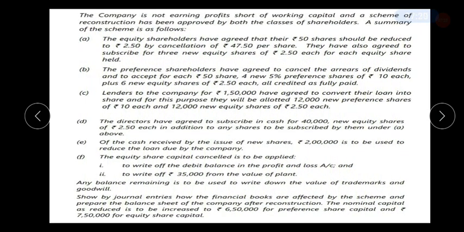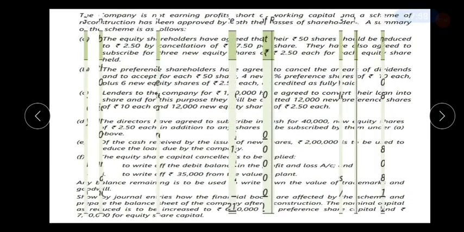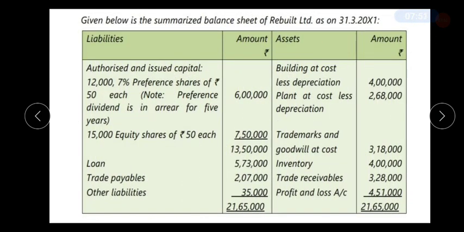Next, the third one is lenders to the company for 1,50,000 have agreed to convert their loan into shares, and for this purpose they will be allotted 12,000 new preference shares of rupees 10 each and 12,000 new equity shares of rupees 2.50 each. So here, lenders means here you have loan, right? So how much loan do you have? You have 5,73,000 loan.